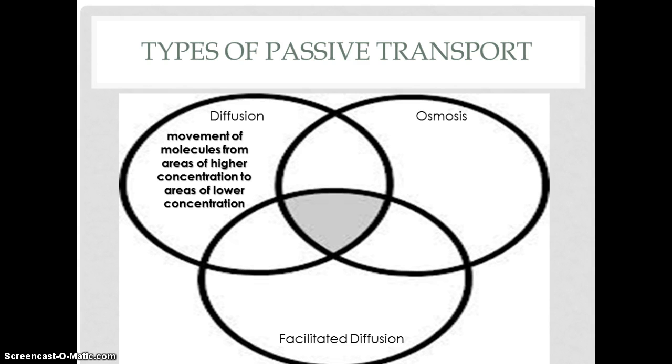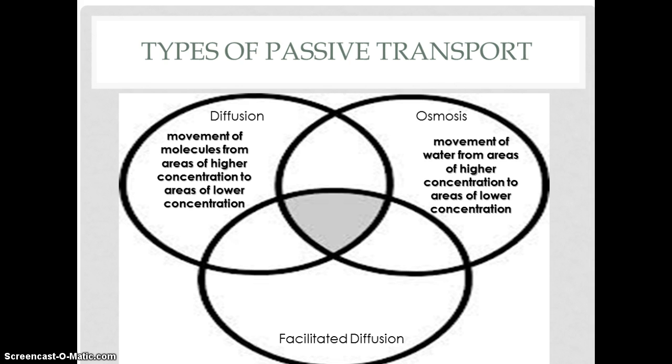The next type of passive transport I will discuss is osmosis. Osmosis is the movement of water from areas of higher concentration to areas of lower concentration. Here, the material being transported is water molecules. Important to note that. The last type of passive transport I will discuss is facilitated diffusion.